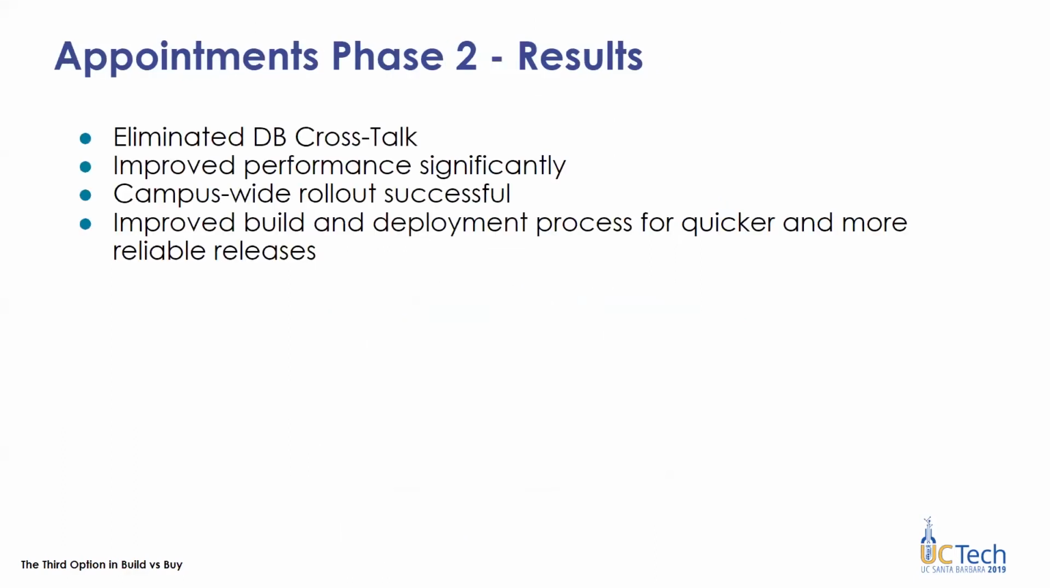So what were our results? We eliminated all the database crosstalk. So now we're in a position where we can totally change the data schema of UCI data, and it won't be an issue for appointments. The performance was improved significantly. We got a lot of feedback on that.